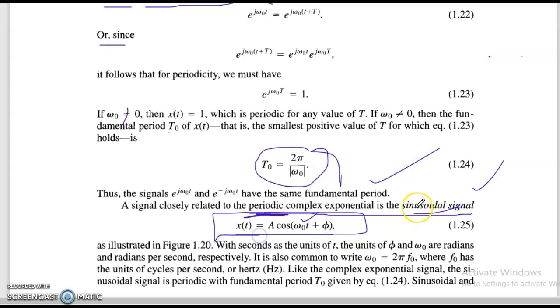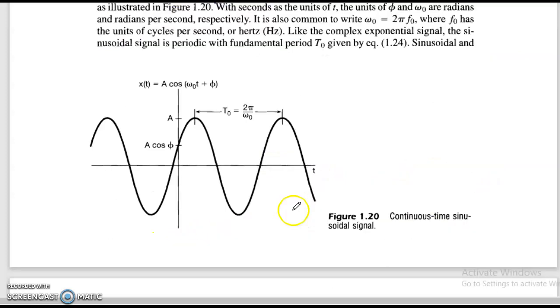This is the sinusoidal signal, as illustrated in figure 1.2g, a continuous-time sinusoidal signal. Here x of t equals A cos of omega naught t plus phi, where A is the total amplitude.